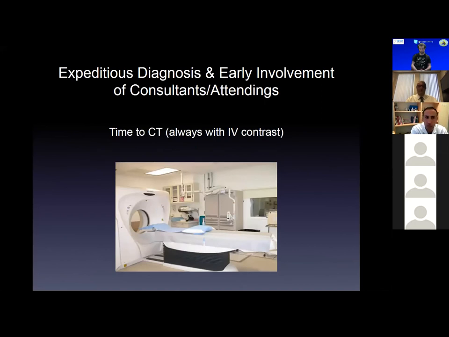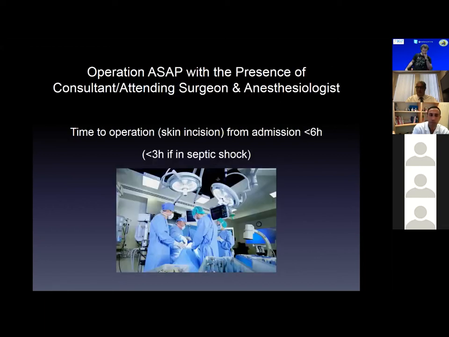And then we come to the diagnosis. Early diagnosis, and when it comes to acute abdominal pathology, CT is absolutely the most important thing. It's also very important to get the patient as soon as possible to the operating room. And the ERAS guidelines recommendation will be that if the patient is in septic shock, they should be in the OR and started operating within 3 hours. And another thing is that a consultant or attending surgeon and anesthesiologist should be present at the start of operation, which is not always the case, at least here in Europe.